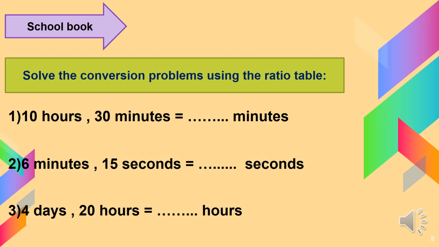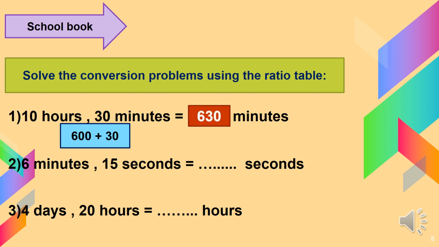From the school book, solve the conversion problems using a ratio table. First one, 10 hours and 30 minutes equals how many minutes? Let's convert. Which unit are we going to convert? Of course, 10 hours. So 10 times 60 equals 600, plus 30 equals 630.